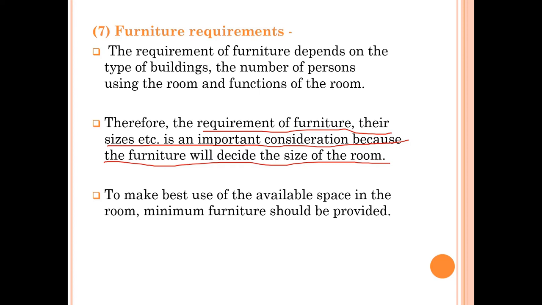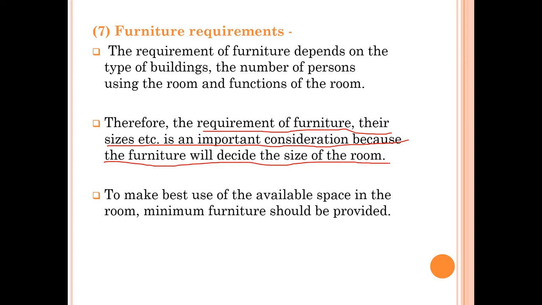And every furniture has its own size depending upon the average size of the human. In our country the average height of a male is about 5'6" to 5'7", and the average height of a woman is up to 5'2". According to this, everything is designed: the size of the cupboard, the size of the bed, the size of the chair, the size of the dining table etc.